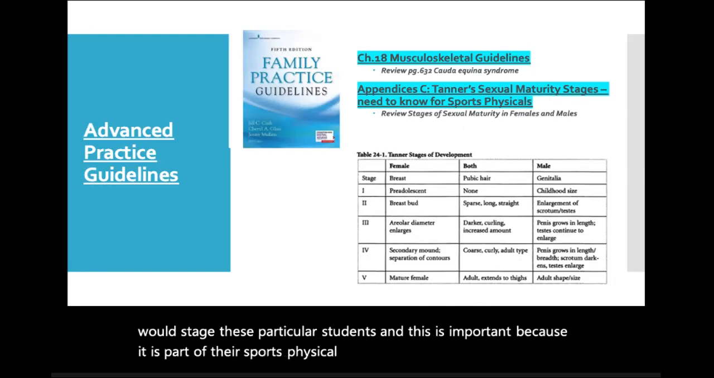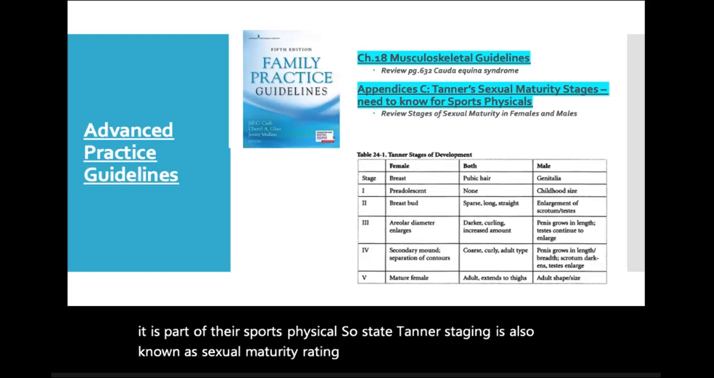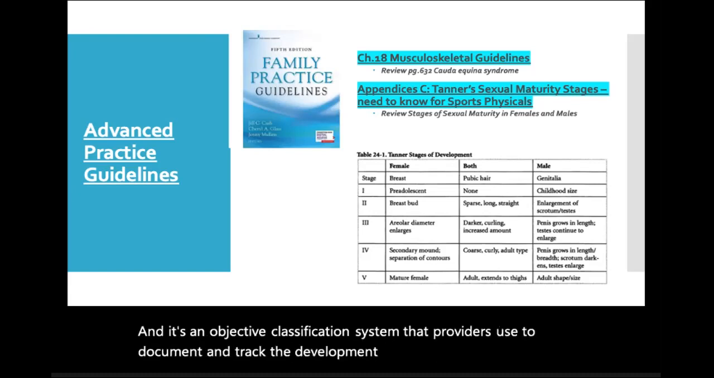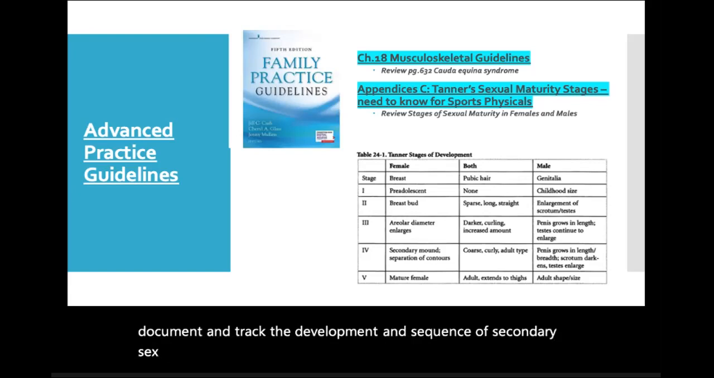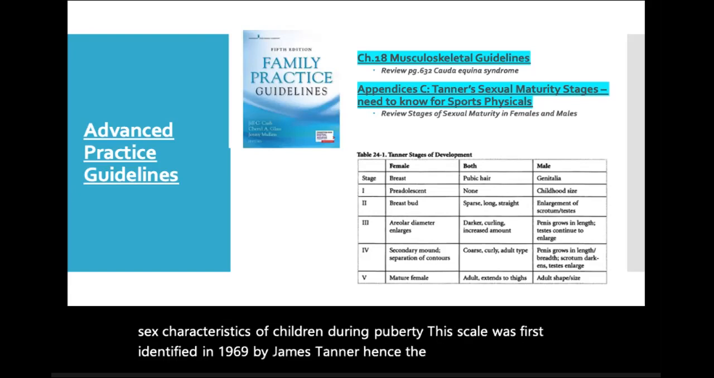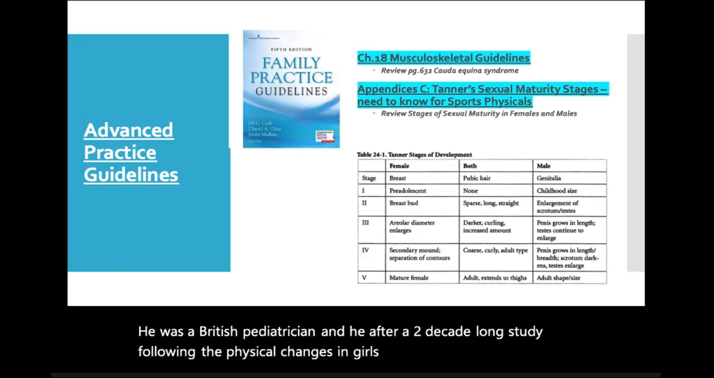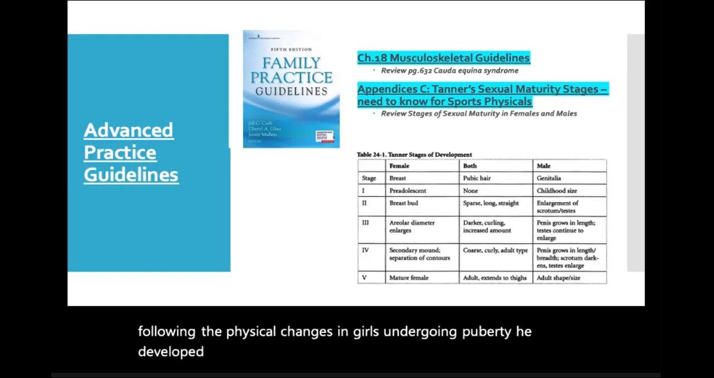So Tanner staging is also known as sexual maturity rating, or SMR. And it's an objective classification system that providers use to document and track the development and sequence of secondary sex characteristics of children during puberty. This scale was first identified in 1969 by James Tanner, hence the name Tanner stages. He was a British pediatrician, and after a 2-decade-long study following the physical changes in girls undergoing puberty, he developed this table.